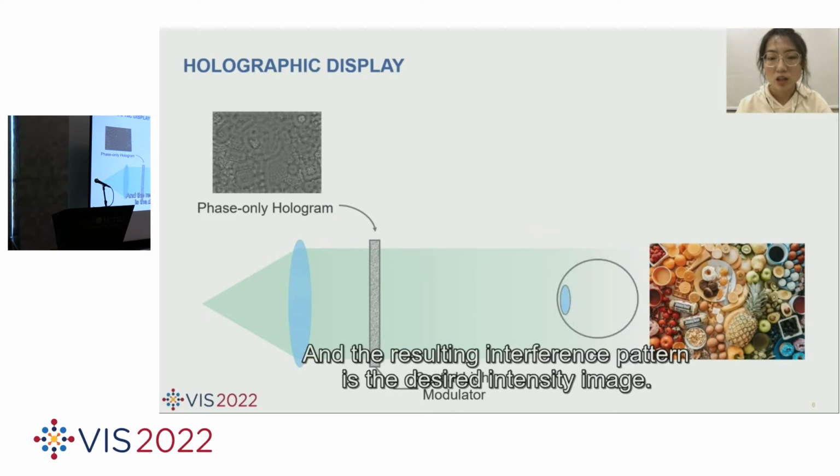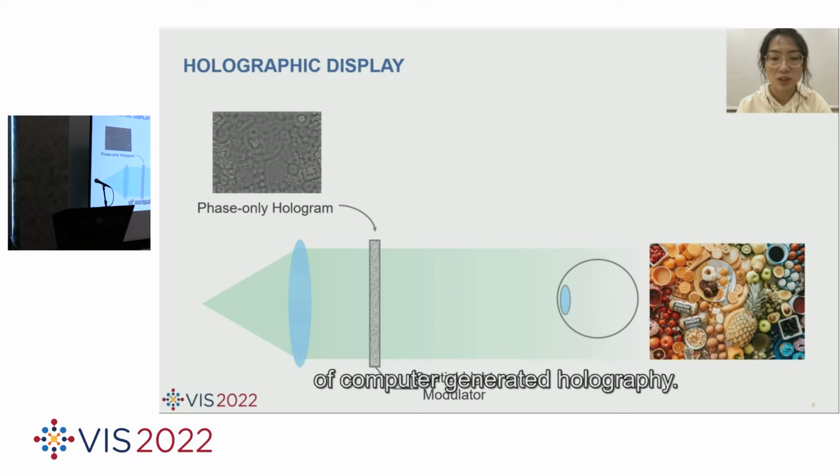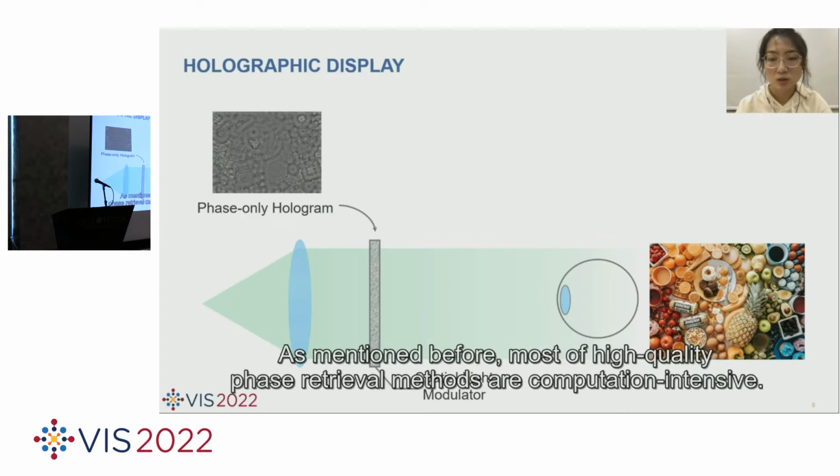And the resulting interference pattern is the desired intensity image. Computing appropriate phase patterns to generate the target intensity image is the core problem of computer-generated holography. Note that the quality of phase patterns directly affects the quality of reconstructed images. As mentioned before, most high-quality phase retrieval methods are computation-intensive.